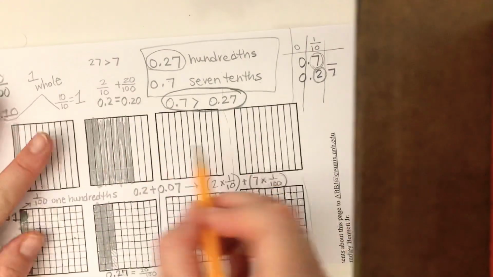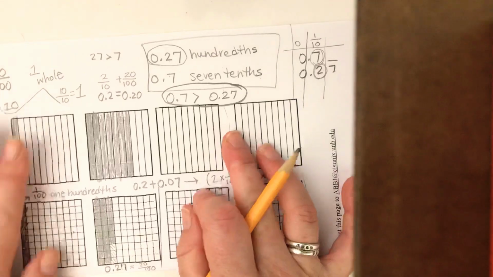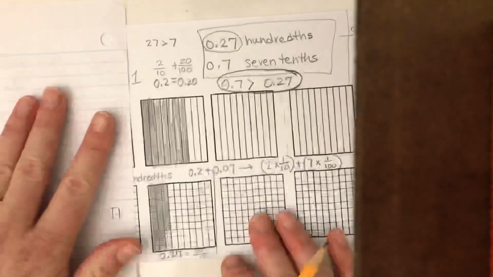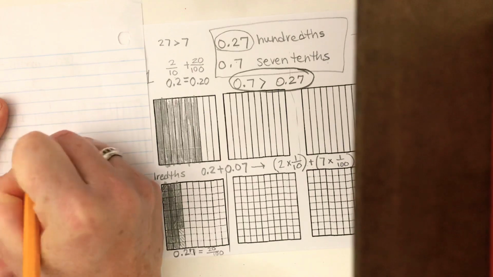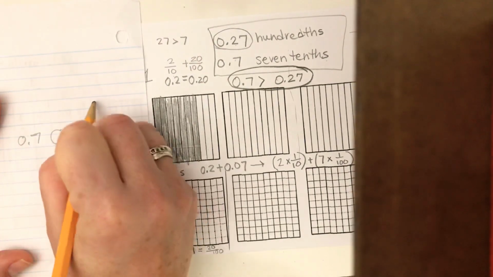Another way to think about it is, can we turn 7/10 into hundredths? How many hundredths is equal to 7/10? I want you to think about that for one second. So I want to know, 7/10 is equal to how many hundredths?